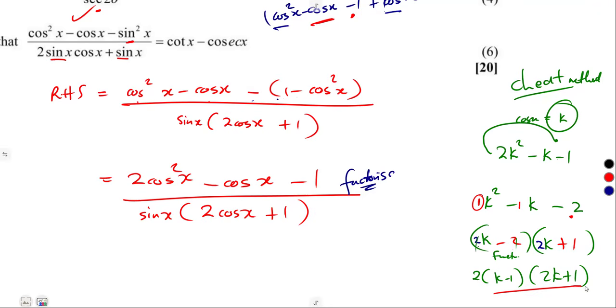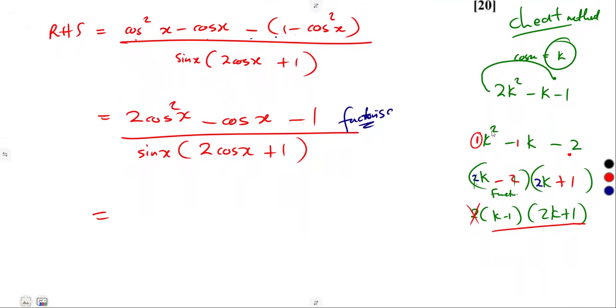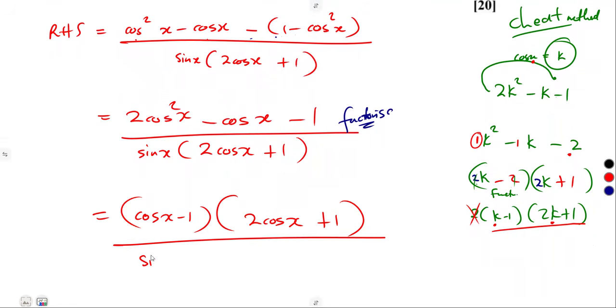The brackets will be our answer. So this 2 is useless. Remember, k represents cos x. So this is cos x minus 1, and 2k, so that's 2 cos x plus 1, over sine x into 2 cos x plus 1. So the factorization is in your hands, guys. Do it the way that you understand from the previous grade. It is just a matter of revision, which is very, very important.